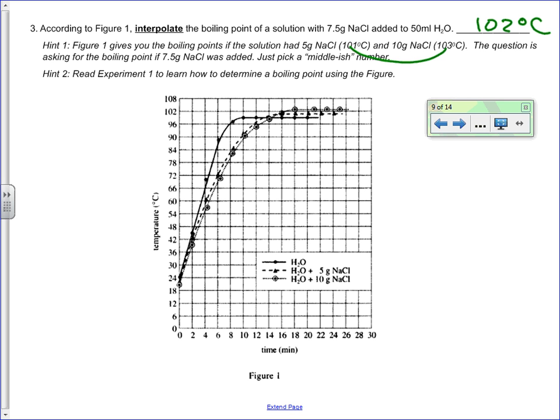All right, now how do we get these numbers? Just to make sure we're aware, we're looking at the one with 5 grams NaCl, which is the dashed line, and the one with 10 grams NaCl, that's the dotted line. So we're looking for where they flatten out, because that tells us the boiling point. So the dashed line flattens out right about there, and the dotted line flattens out right about there. So what would be between the green line and the blue line? Well, that's about 100.